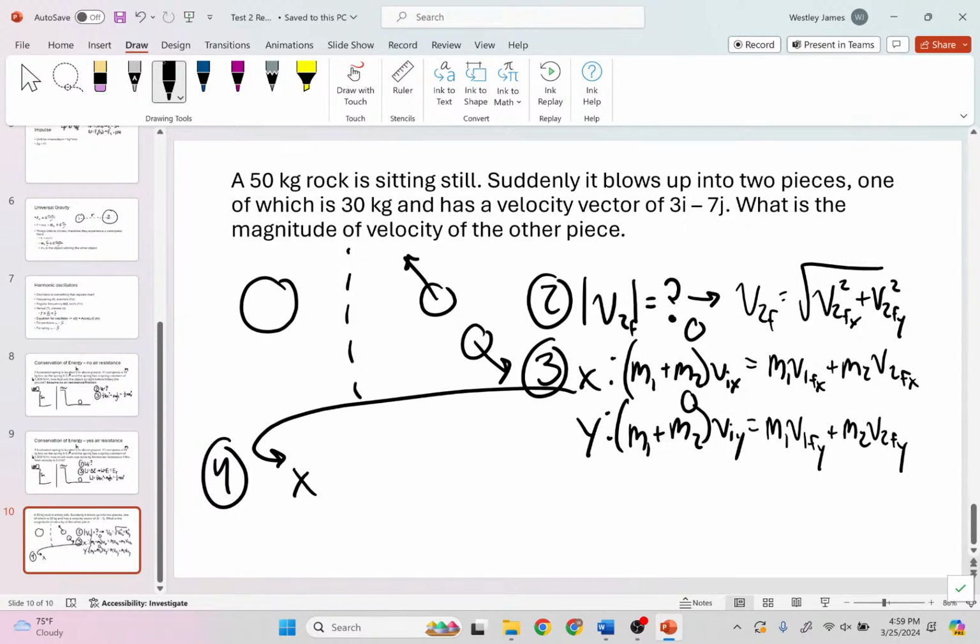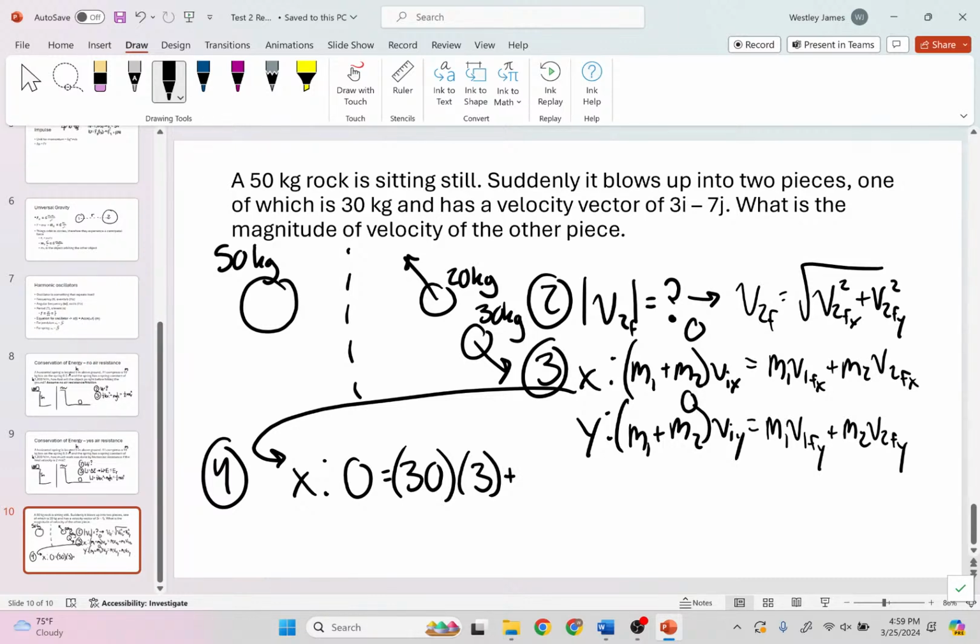So in the x, we get 0 equals 30 times 3 plus, and I didn't tell you the mass of the second piece, but I believe in your abilities. If the whole thing is 50 kilograms and one piece is 30 kilograms, the other piece has to be 20 kilograms. 20 plus 30 is 50. You do have to think through that. It's not given, but you can figure it out based on the information.